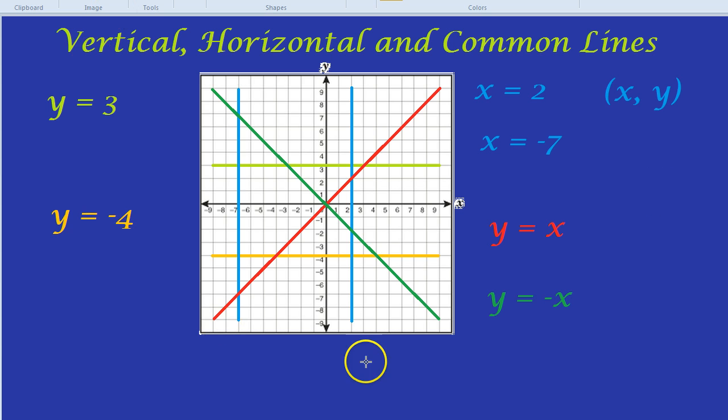All of these are very common lines, be they vertical, horizontal, or lines of the form y equals x or minus x. They're extremely useful to know, and to memorize. So you might want to test yourself by making up some lines and seeing if you can draw them.